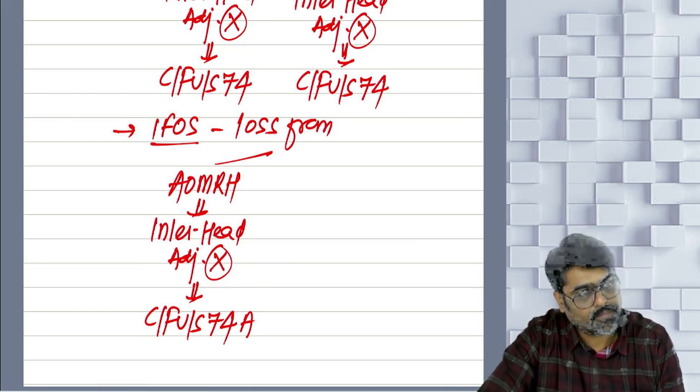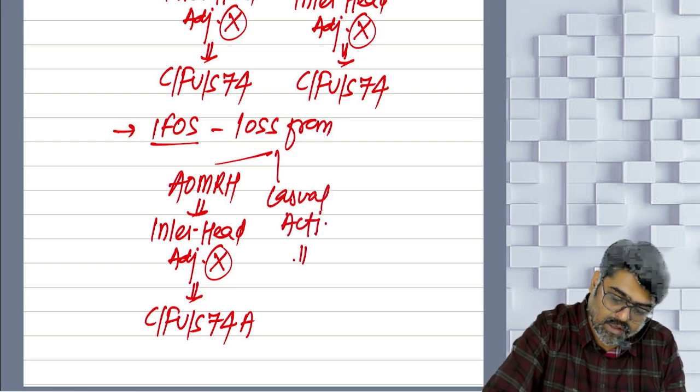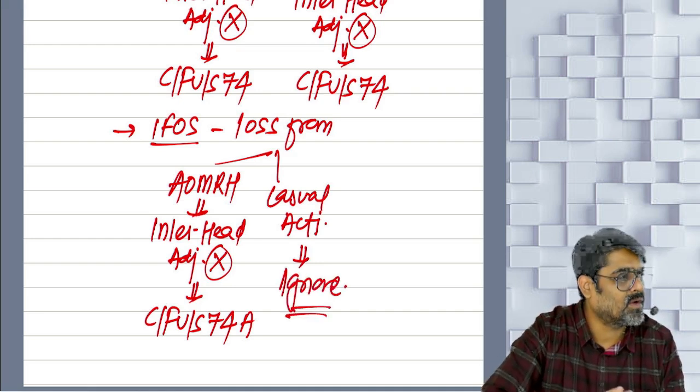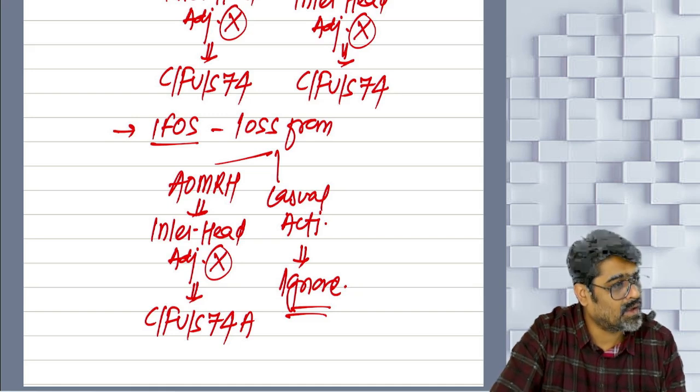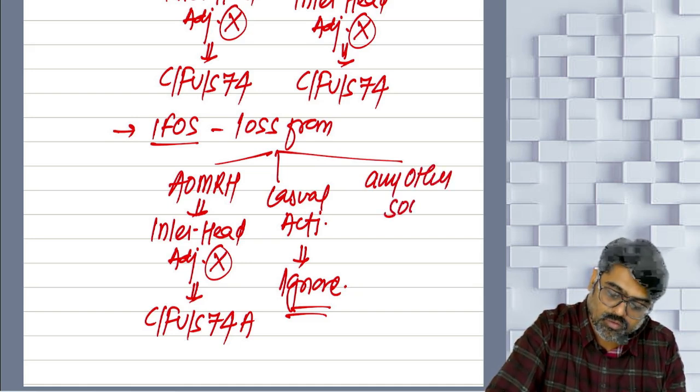Will you remember? Now, loss from casual activities. What are you going to do? Dead loss. Ignore. We don't allow it as a set-off or carry forward. Dead loss. Ignore.